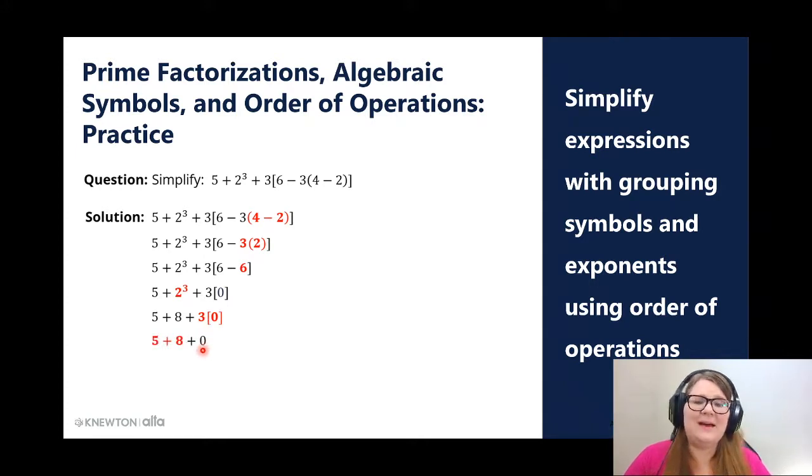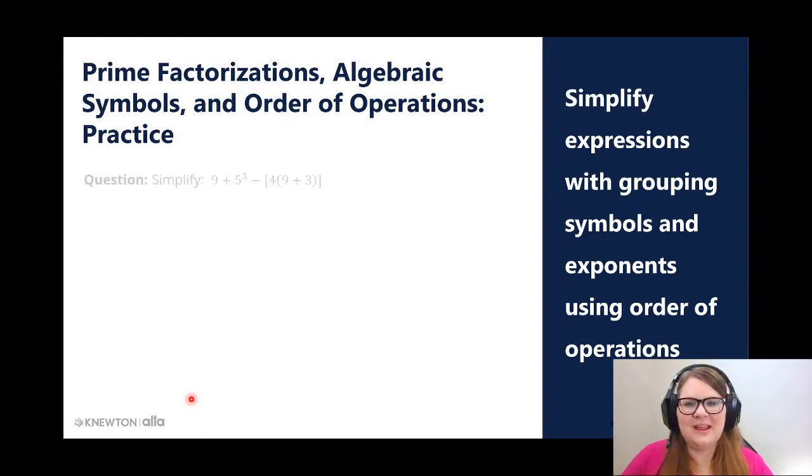Now we have no more multiplication or division, so we're going to do addition and subtraction. We go from left to right. The first one we have is 5 plus 8, which is 13. Then we have 13 plus 0, which is 13 again. All right, getting the hang of this? I think so. I think you are.